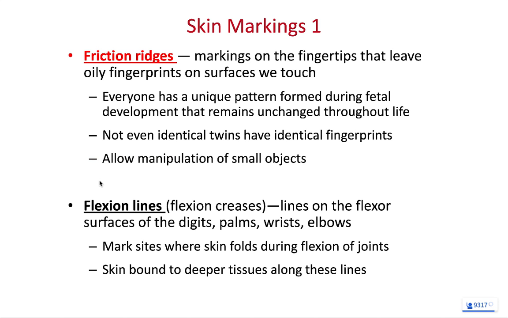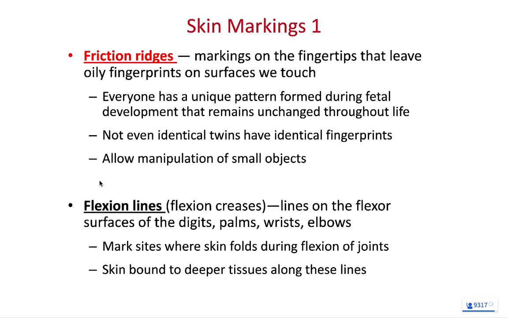Let's talk about markings on our skin. Those friction ridges or fingerprints on our skin are going to be determined while we're in utero. And I think this is kind of cool. Even identical twins with identical genomes have different fingerprints, because it's not only your genetics, it's also the environment of your development. This is a nature-nurture thing.